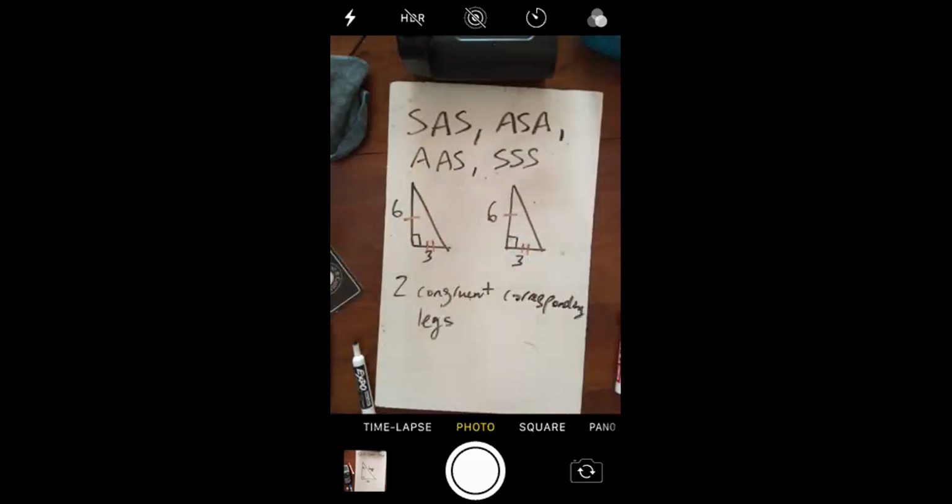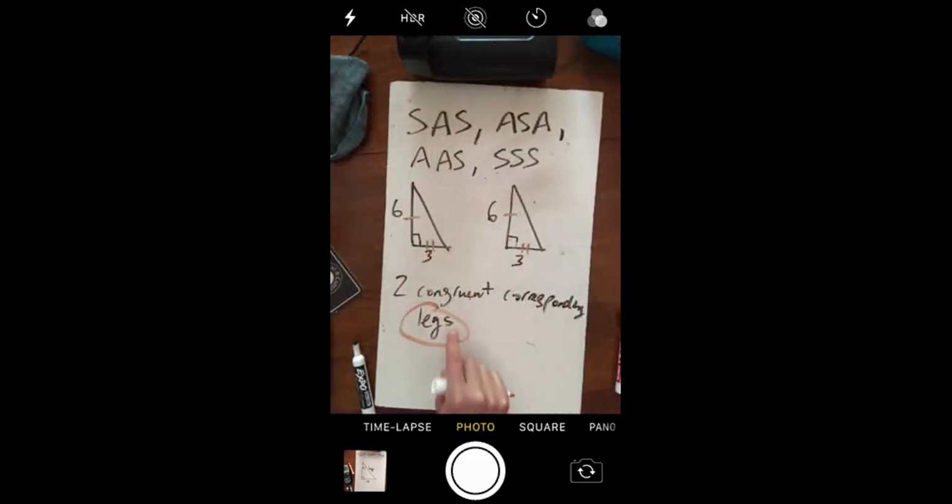One way is to see that if these are legs, then that means that this must be a right angle. And if this is a right angle, then it's congruent for both triangles. And at that point, you have side, angle, side. Side, angle included in the middle, and side. So that's one way you know that if you have two congruent corresponding legs, you have congruent triangles.